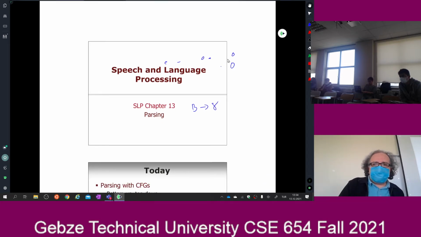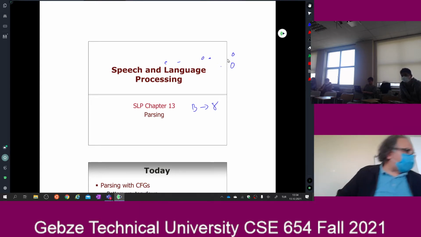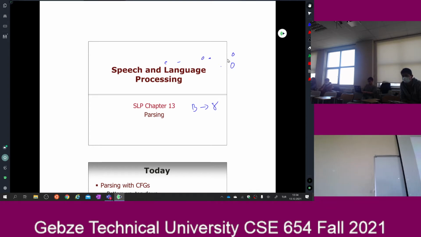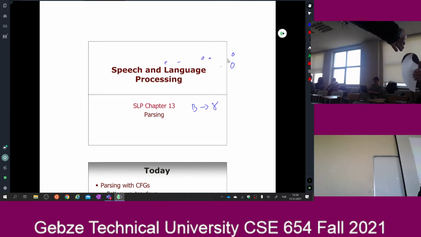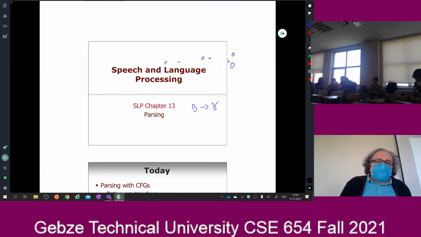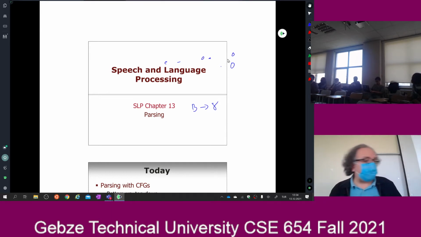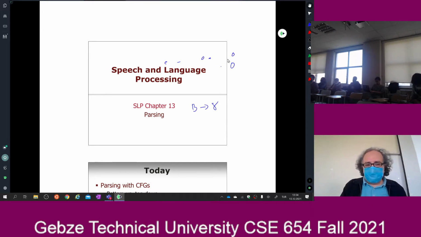Okay, so last time we started talking about parsing, and we will continue talking about parsing. Today I will give you two parsing algorithms. Both of them will be based on dynamic programming again, and one of them will be top-down parsing. The other one will be bottom-up parsing. And after that, we would be done about this parsing based on the context-free grammars.